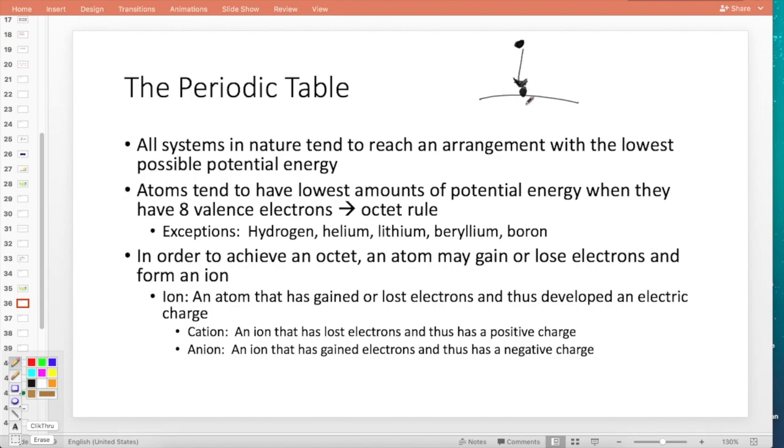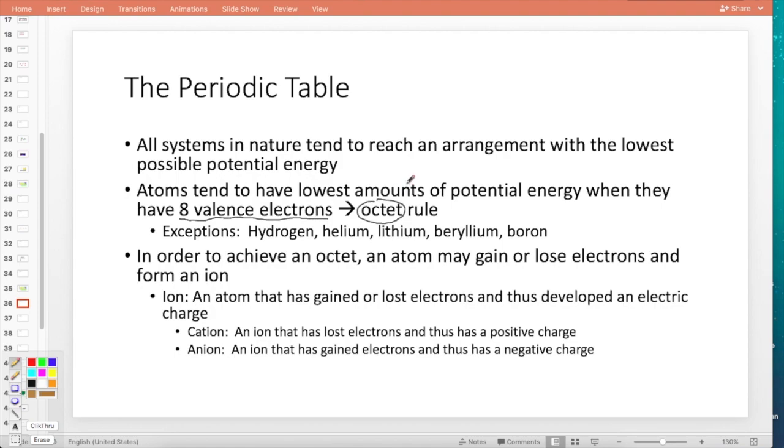Well, guess what? Atoms tend to do that as well. Just a little bit more complicated. With atoms, though, we're not talking about balls falling to the ground. We're talking about systems of electrons and protons and things. So here's the general rule of thumb. Atoms tend to have the lowest possible amount of potential energy that they can when they have 8 valence electrons. We refer to this as the octet rule, that word octet referring to 8.